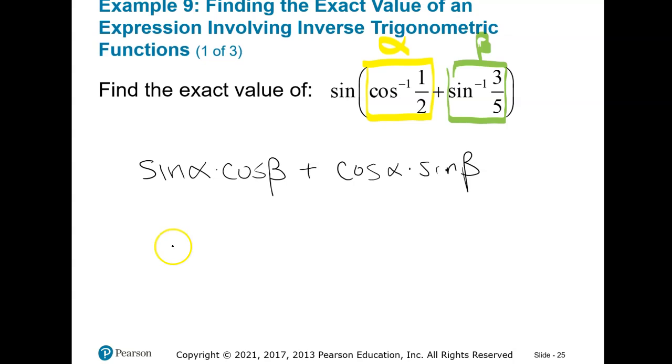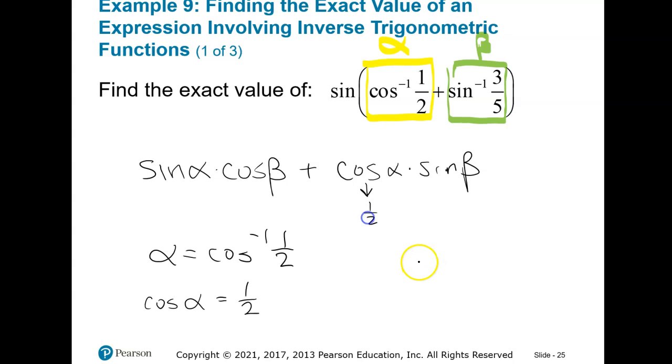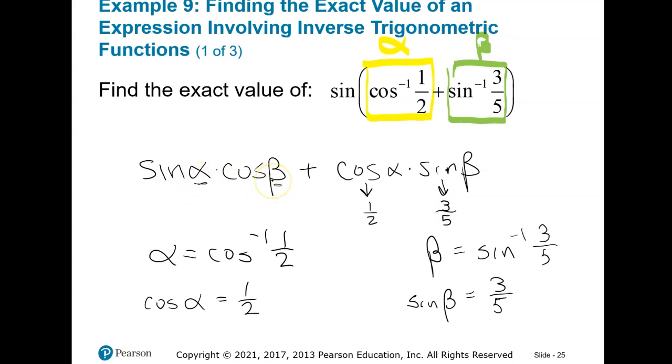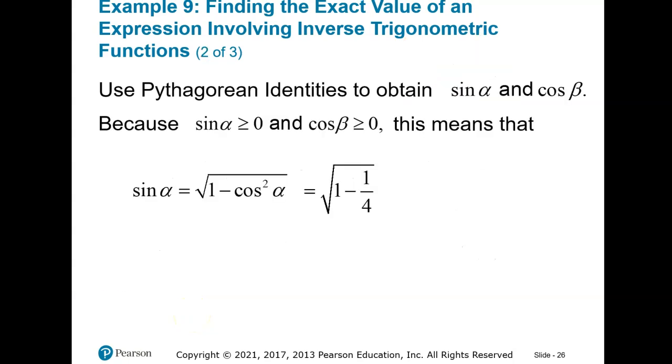Now if alpha is the inverse cosine of a half, then the cosine of alpha equals a half. So right there I can replace that with a half. If the angle beta is the inverse sine of 3/5, then the sine of beta equals 3/5. So that means this part right here is 3/5. Now we need sine of alpha and cosine of beta. We need the other ratios. We can use the Pythagorean identities to give us these. Alright, so sine is the square root of 1 minus cosine squared.